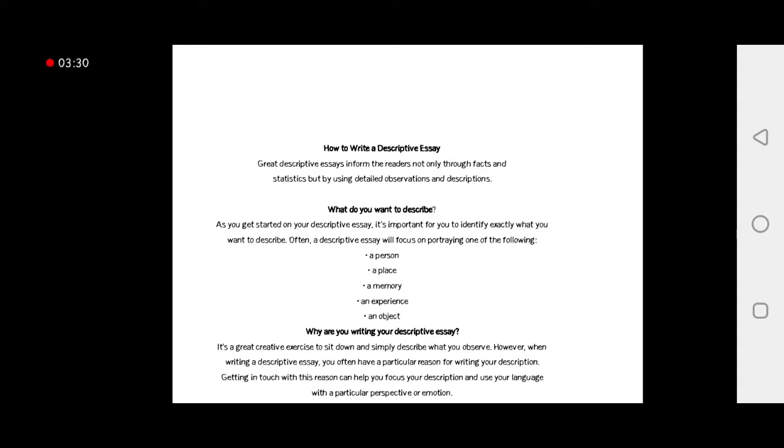So the next thing you have to figure out is, why are you writing your descriptive essay? It is good to observe and just creatively analyze things from time to time. Sometimes we do this for fun, but when you're writing a descriptive essay, you need to have a particular reason for writing. Are you writing to persuade your readers to believe that a certain experience is good, or are you writing to inform them? You need to know what you're writing. This will help you keep your focus on the subject, and you'll be able to tailor your language to fit your reason for writing. Let's move on to the next slide.